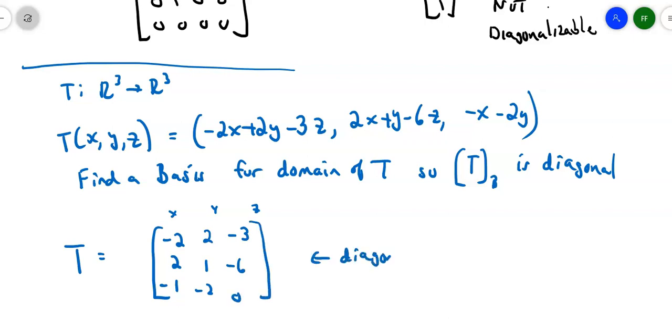Diagonalize that. And your answer will be the matrix T, but relative to the new basis. What is that new basis? That's the basis formed by the eigenvectors that you're going to find as you go through this process. And that's the end of this video on diagonalization.